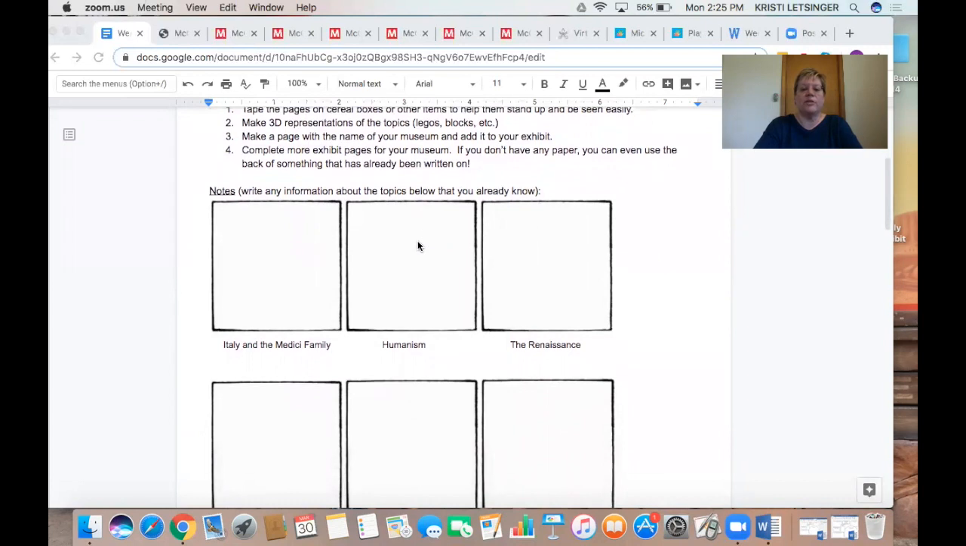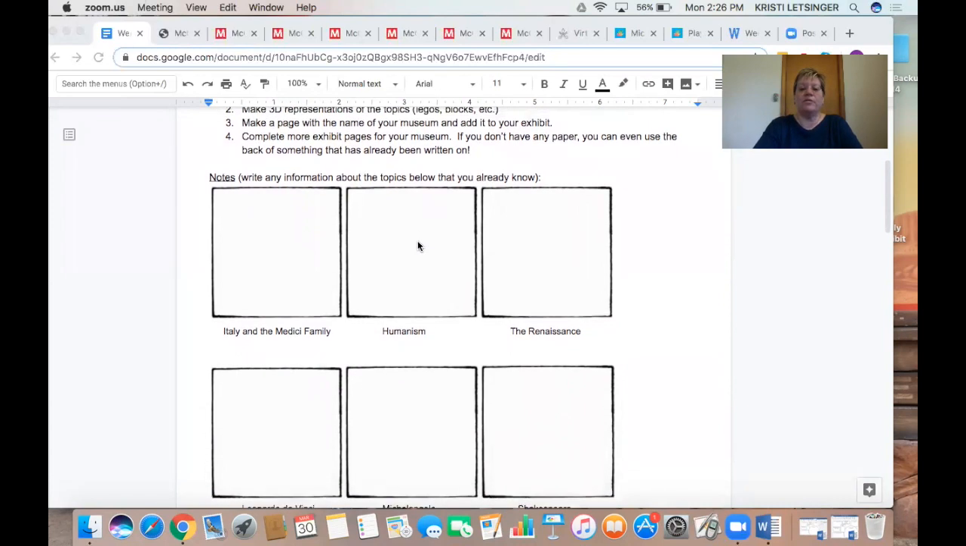You can also make a 3D representation of the topics and add it to the side. For instance, if you choose to do Leonardo da Vinci, you could put an airplane beside him because he came up with the first idea for a flying machine. You can make a name for your museum and add it to your museum exhibit. So for instance, I called mine, and you'll see that, Miss Letzinger's Renaissance Museum.